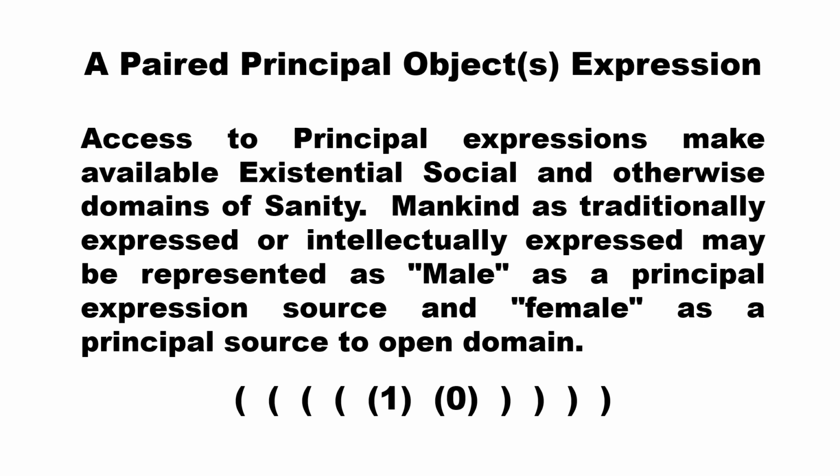Utilizing again my philosophy of creative math that all objects are somehow true, and we all do talk about expressions of male, female, and creation and all this. So I try to figure out how it's true, and access to principal expressions makes available existential, social, and otherwise domains of sanity. Mankind, as traditionally or intellectually expressed, may be represented as male as a principal expression source and female as a principal source to open domain. So the moral of this story is brush up on your math. It's got to make sense somehow.